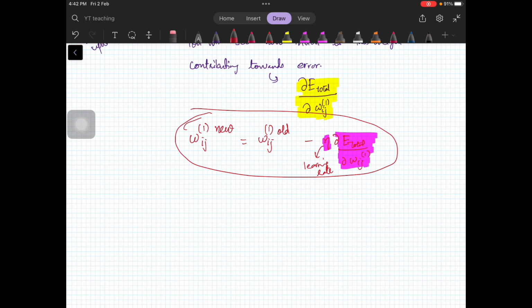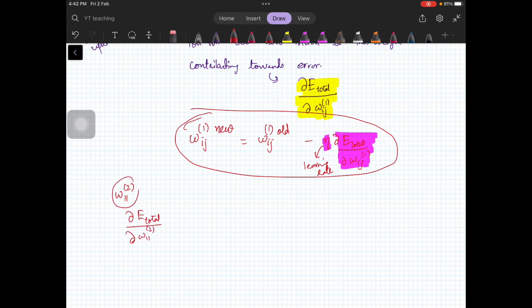Now let us suppose first I want to update the weight W112. I have done calculations for this particular weight. So what we will be doing here is looking for the partial derivative of E total with respect to W112.